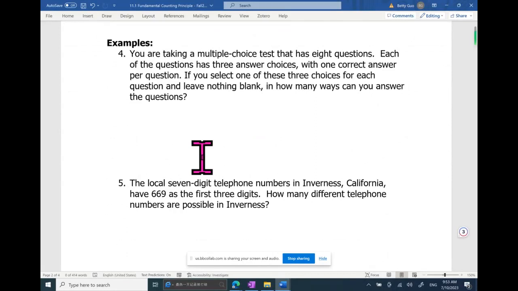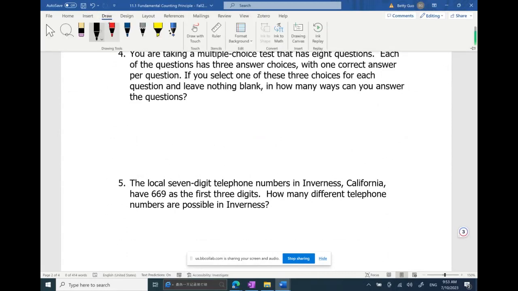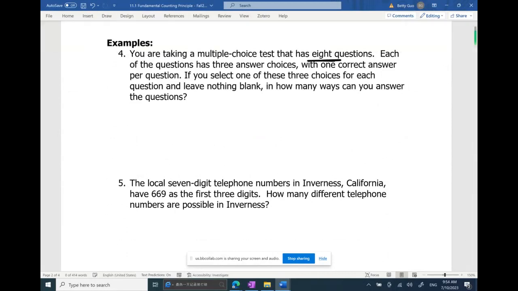It says 8 questions. Yeah, 8 questions. So your task has 8 steps. Okay, let's follow the order. First question, second question, and last question. So you have 8 steps to complete in order to get this task done. And let's see the first step.